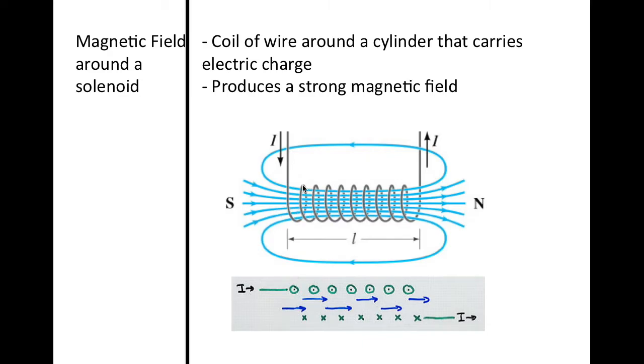So here we show that the current is coming out, but then going back into the page, going out and coming back into the page. The magnetic field is shown in blue arrows.